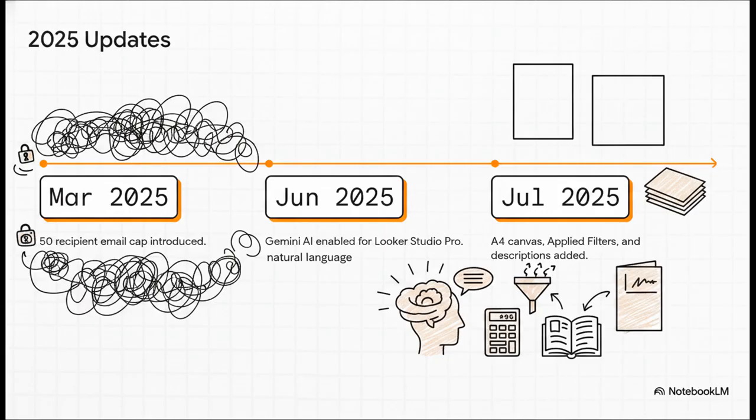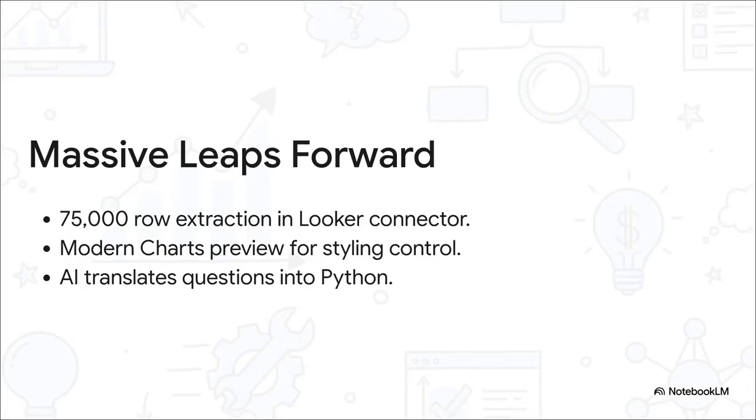Then, in July, they rolled out A4 portrait and landscape canvas sizes for print-ready reports, a super handy applied filters panel so viewers actually know what's influencing a chart, and report descriptions to give everyone some much-needed context. Now, what's really interesting here is the massive 75,000 row extraction capacity. This is a huge jump for the Looker connector, and it suddenly unlocks the ability to actually analyze large datasets without hitting a total brick wall.